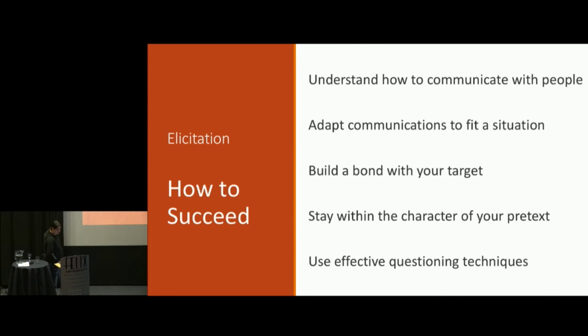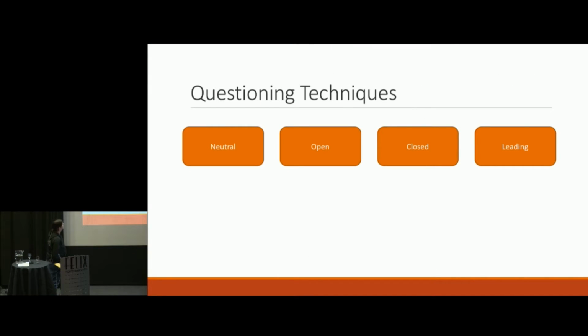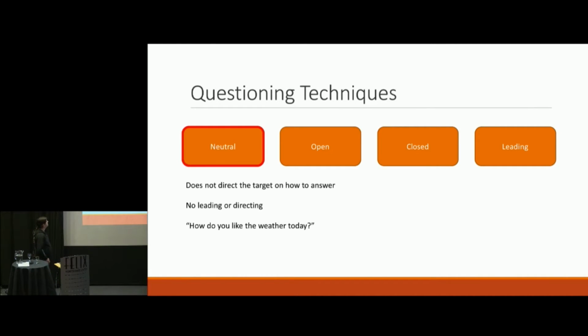And also understanding effective use of questioning techniques. So when we talk about questioning techniques, we've got 4 here. So we have neutral, open, closed and leading questions. A neutral question is quite a general question. It doesn't really direct the person on how to answer the question. So there's no leading or directing or coercing.